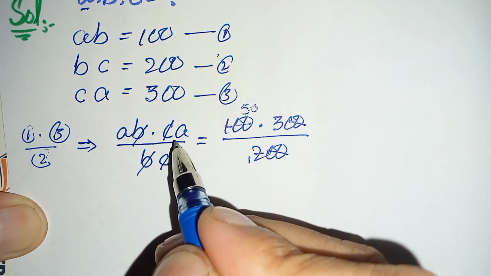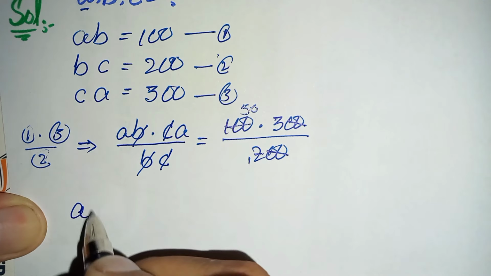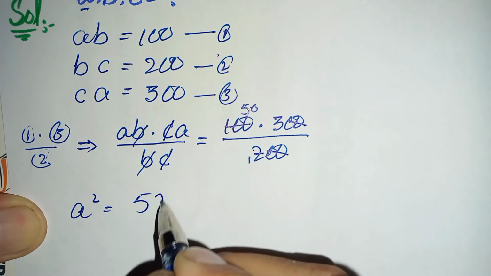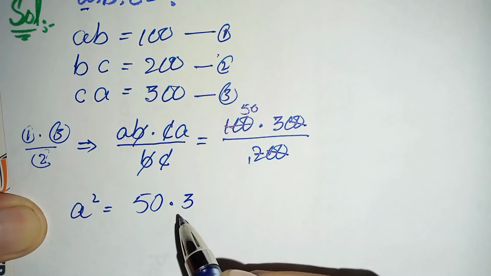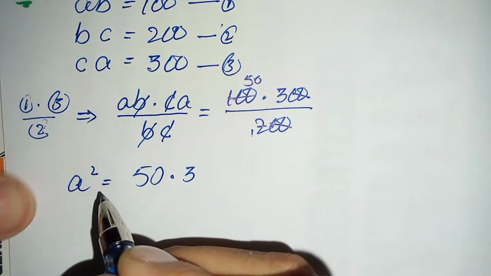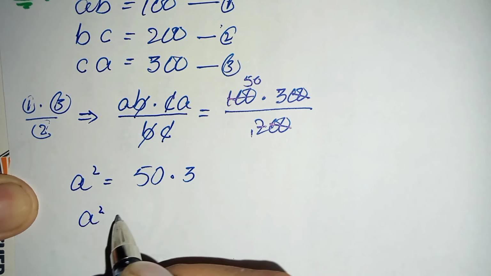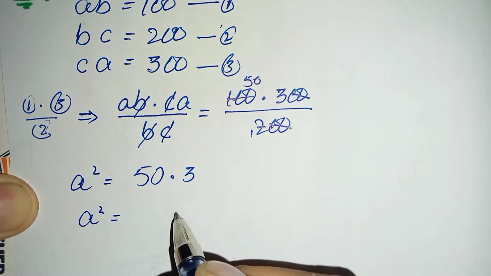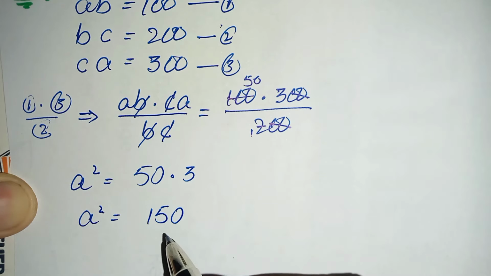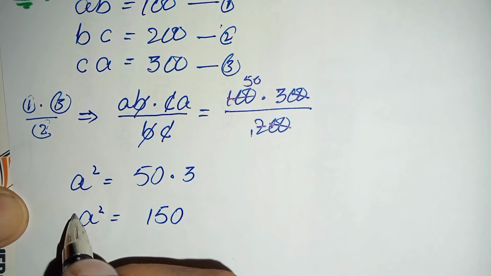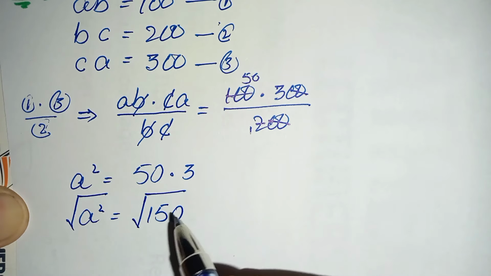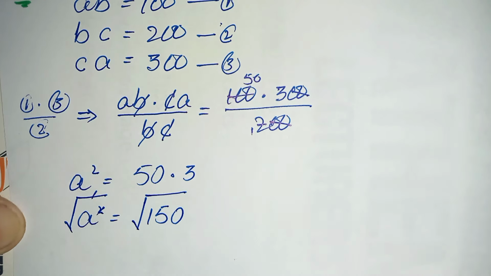So this will become A times A. Now A times A is A square is equal to, and here 50 times 3 is left in the right hand side. Now to find the value of A, we will multiply these two numbers. So A square is equal to 3 times 0 is 0, 3 times 5 is 15, so it is 150. Now to find the value of A, we will take square root on both sides because there is a square over A. So this square and this square root will be cancelled.